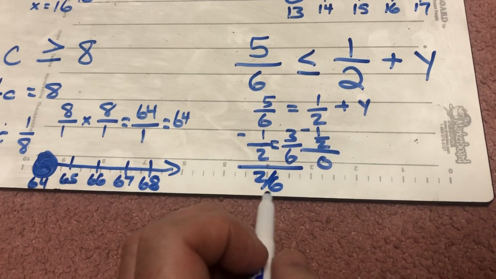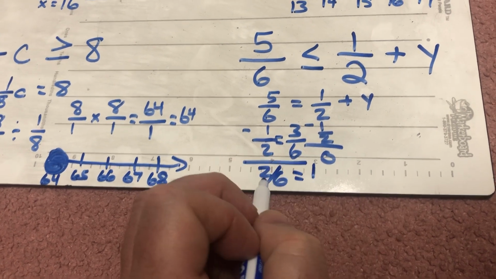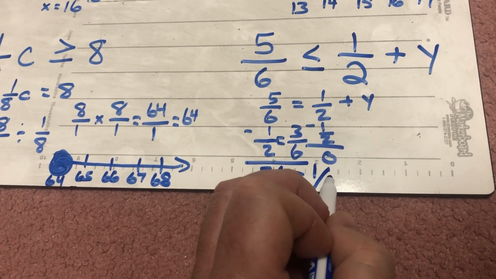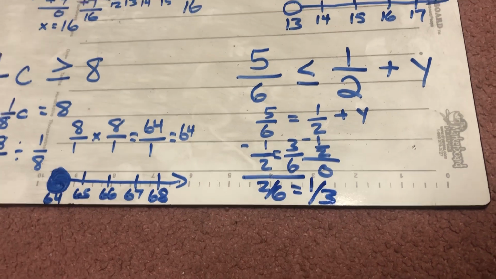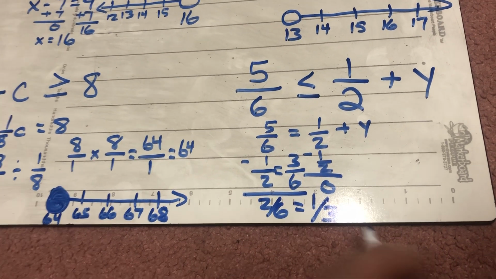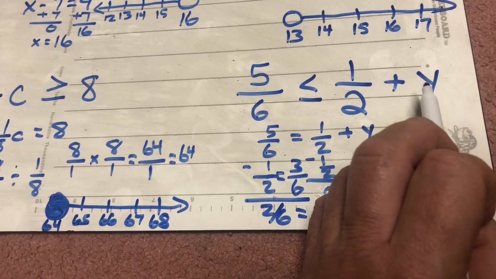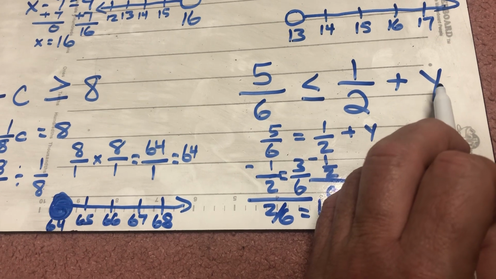I simplify 2 over 6 by dividing them both by 2. 2 divided by 2 is 1. 6 divided by 2 is 3. I get 1 over 3. Y is equal to 1/3. But it says y is on the bigger side of the inequality. Do not be confused when y gets over here.